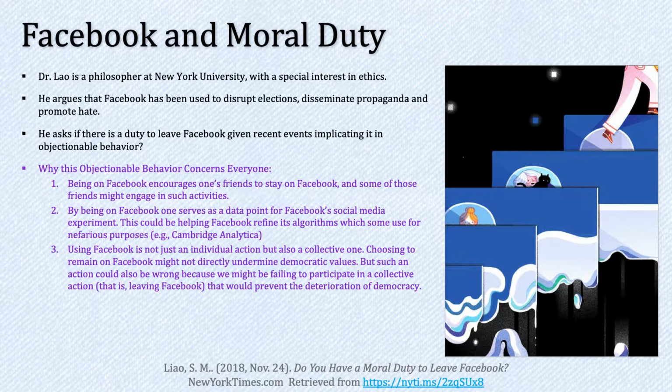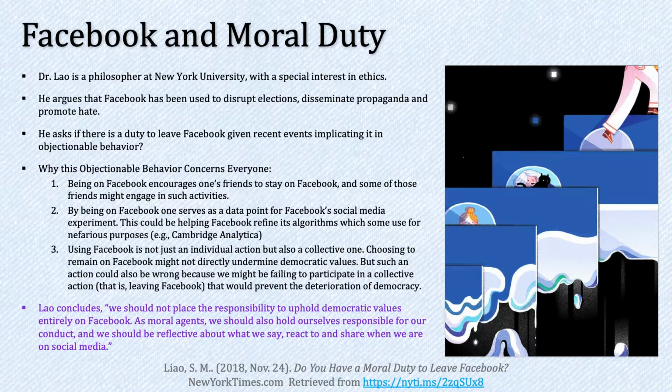So what does Lau conclude? He concludes that we should not place the responsibility to uphold democratic values entirely on Facebook. As moral agents, we should also hold ourselves responsible for our conduct, and we should be reflective about what we say, react to, and share when we are on social media. Of course, this is another great example of looking at technology and social media platforms with an eye of suspicion and really thinking about the social and ethical issues inherent in these massive technological developments.